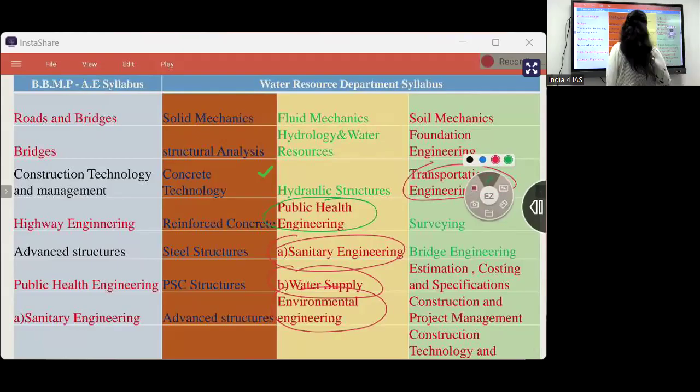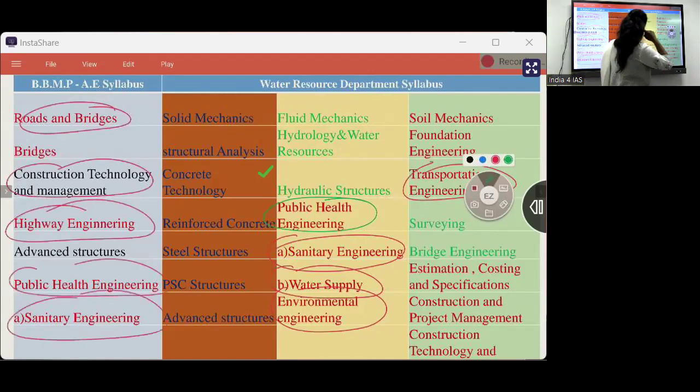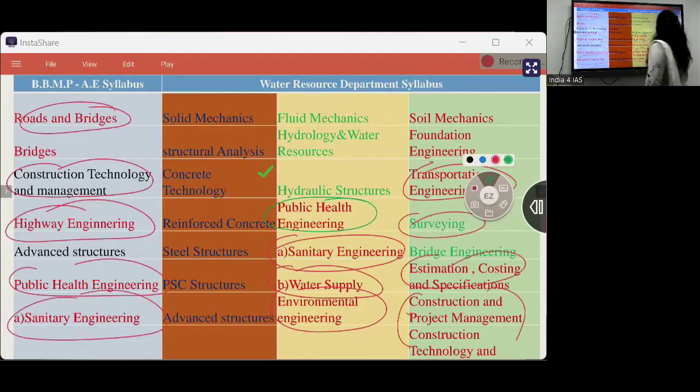Then, other than this, some may like structures. Do you like it? Okay. So again, here, roads and bridges, construction technology and management, highway engineering. Then surveying is easy, estimation and costing is easy, CTM is easy. Here you will get a few problems, but again it's easy. Then after this, concrete technology is easy, right? FM easy, is it? Who said yes? FM?